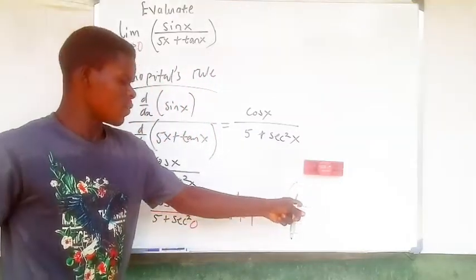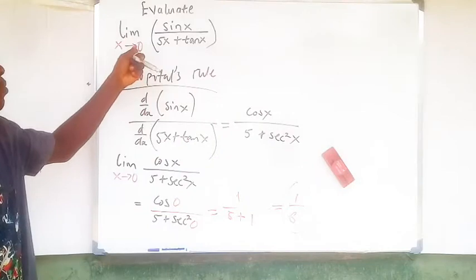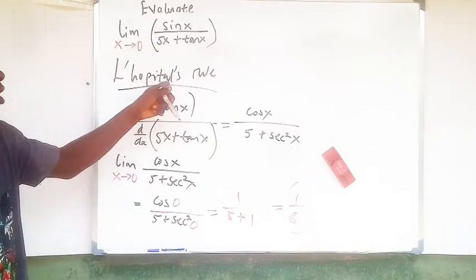So this value is the limit as x approaches 0, using L'Hopital's rule.